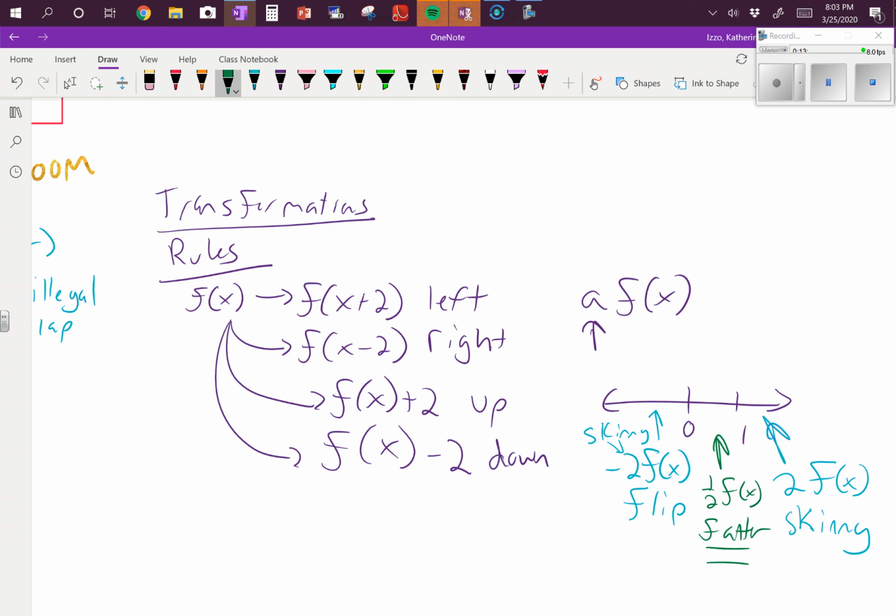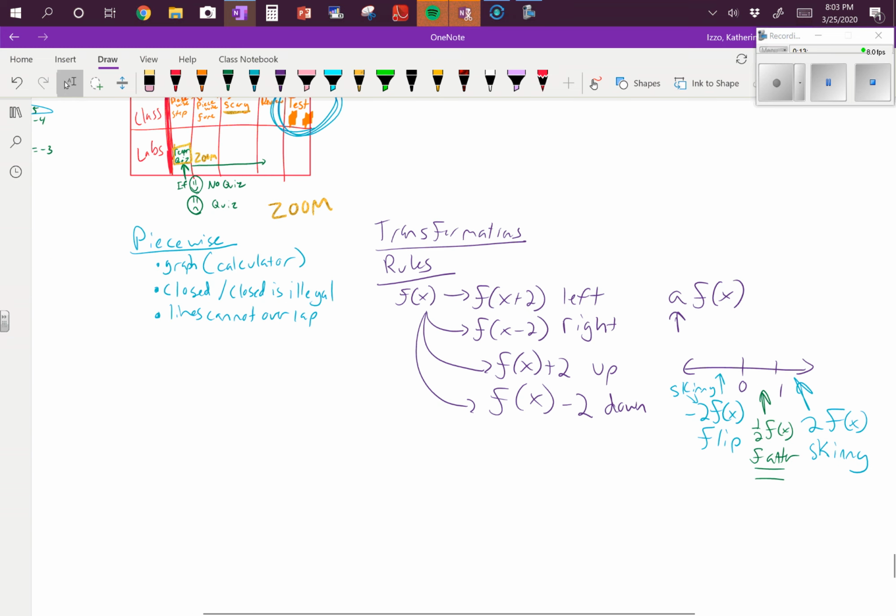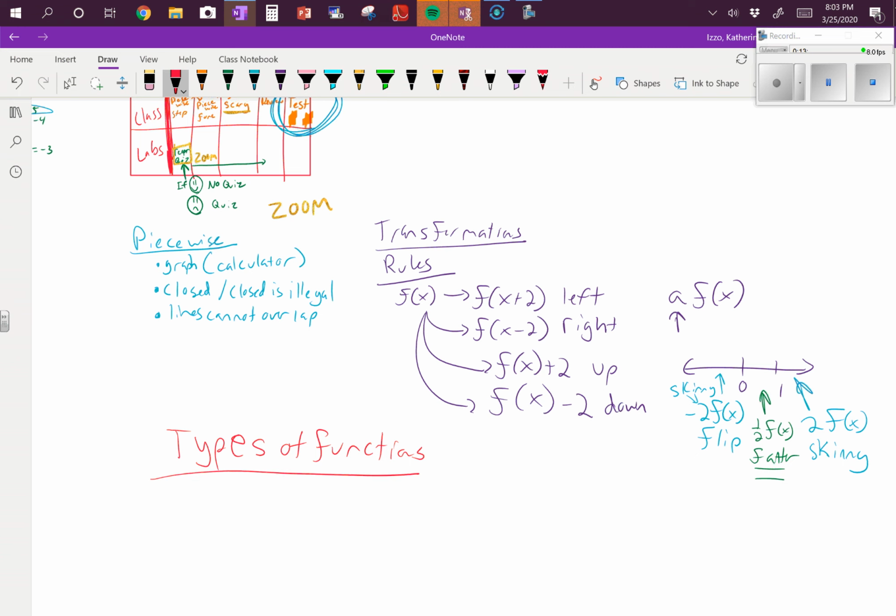All right, so you're going to need to know the rules of transformations, what the transformations look like. You're going to need to know piecewise functions. You're probably also going to want to look at the different types of functions. I don't know if you've noticed, but on the quiz that I've given you twice now, we have talked about the types of functions. If it looks like a line, that is called a linear graph.